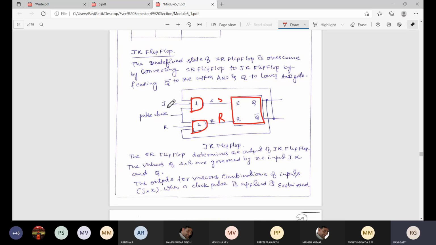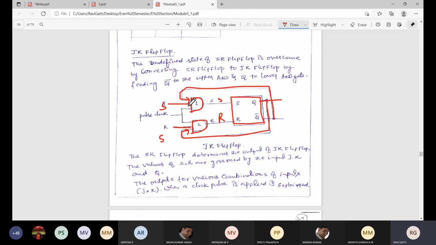This terminal, let us say it is S only, and let us say this is R only. Don't call it J yet. I have not changed anything; I have just simplified the circuit and put a box over it. Now you can see the Q output is there. This Q output I am feeding back to your R terminal. Similarly, the Q bar output I am feeding back to your S terminal.